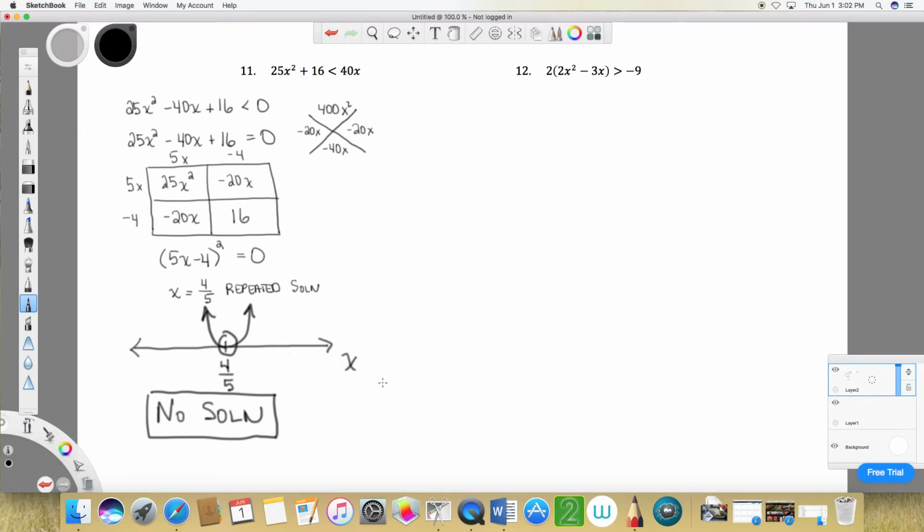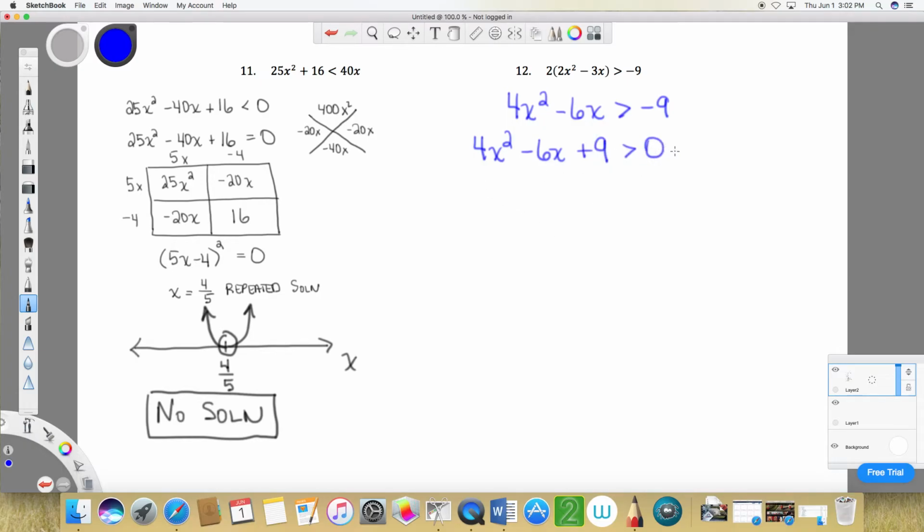All right, so let's take a look now at number 12. Let's distribute the 2 through here. 4x squared minus 6x is strictly greater than negative 9. Let's get this in standard form. 4x squared minus 6x plus 9 is greater than 0.